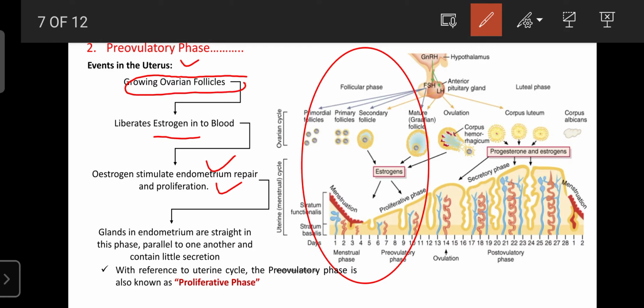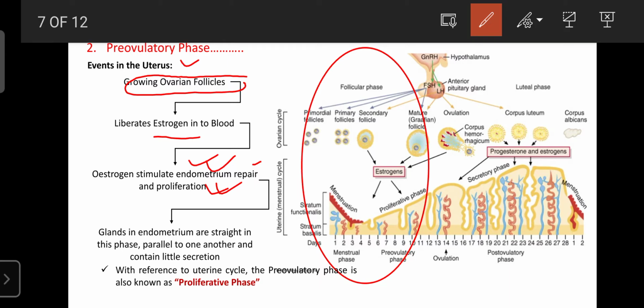That estrogen is released from the growing ovarian follicles. So what are the follicles? They are present in the ovary, and they release the estrogen into the blood. From the blood it reaches the uterus wall, which is well circulated and well connected with blood vessels, and the estrogen stimulates further development of the endometrium, regarding repair and proliferation. Then only it can create the favorable environment for the ovum, whether it is fertilized or not fertilized.